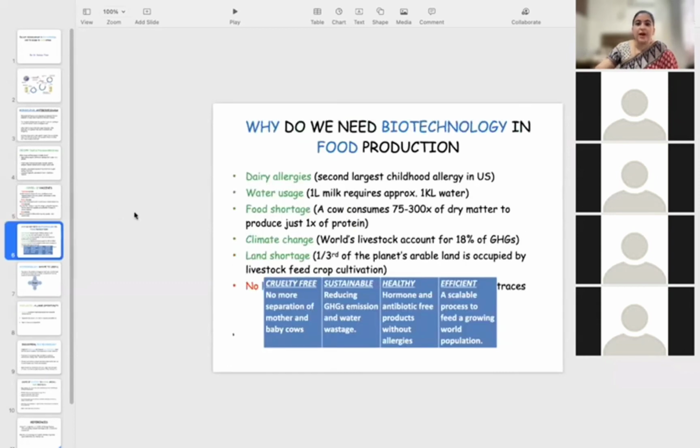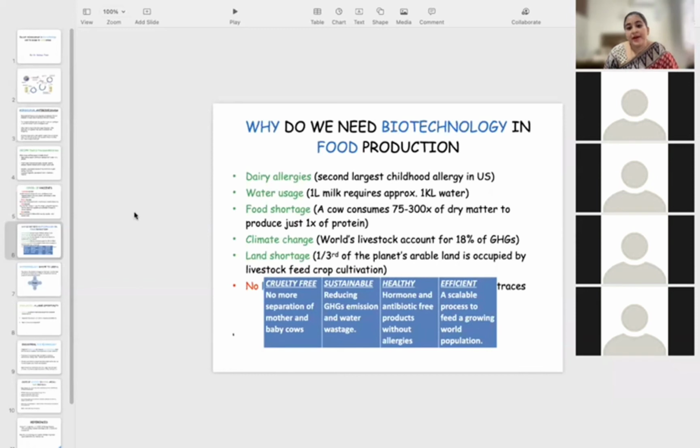Next, we have, why do we need biotechnology in food production? So we have seen that biotechnology has done a lot of work in case of food, like genetically modified food. And you must have heard about BT brinjal or golden rice. Golden rice is a boon for developing nations because it carries a gene which can code for vitamin A. So vitamin A deficiency was a problem with developing nations earlier. Golden rice can be a boon for them.